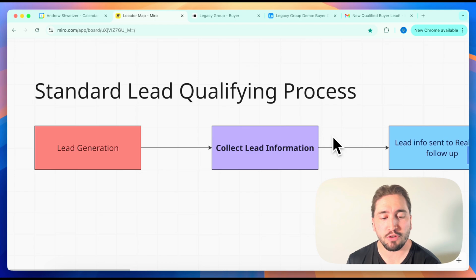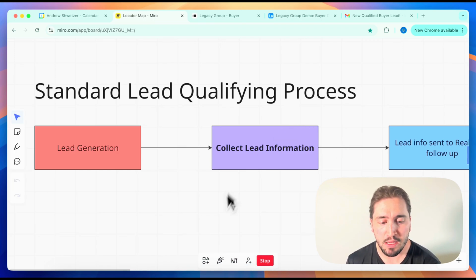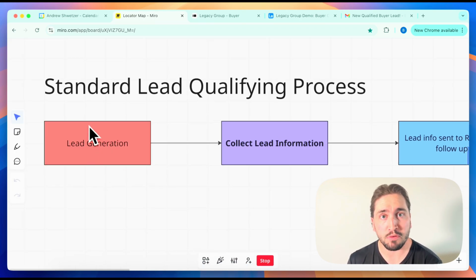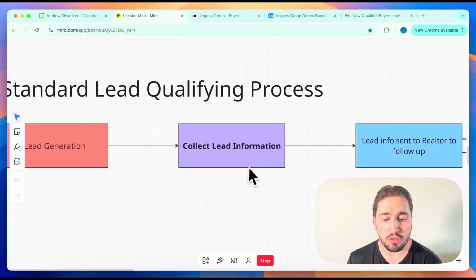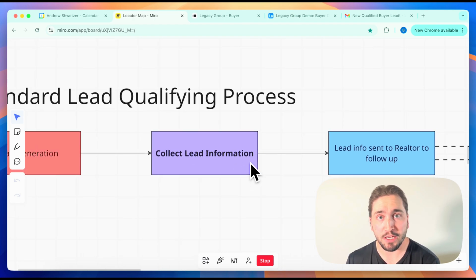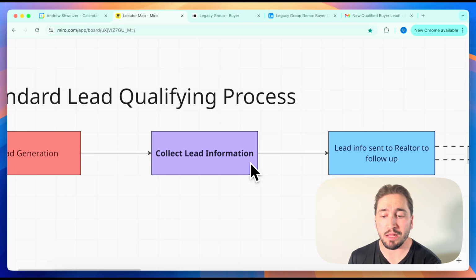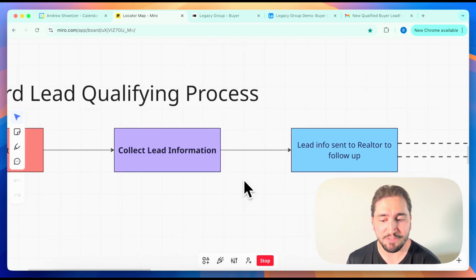So first, let's just refresh our memory of what a standard lead qualifying process looks like. This is the standard process that any realtor would have in their business, whether you're generating leads through Facebook ads or organically or whatever it might be. Typically, it starts off with some form of lead generation. So this is your marketing, maybe you're running ads to a lead form, whatever it is. Then it goes on to collecting that lead's information. So you're collecting their contact info and maybe some search criteria or some property information.